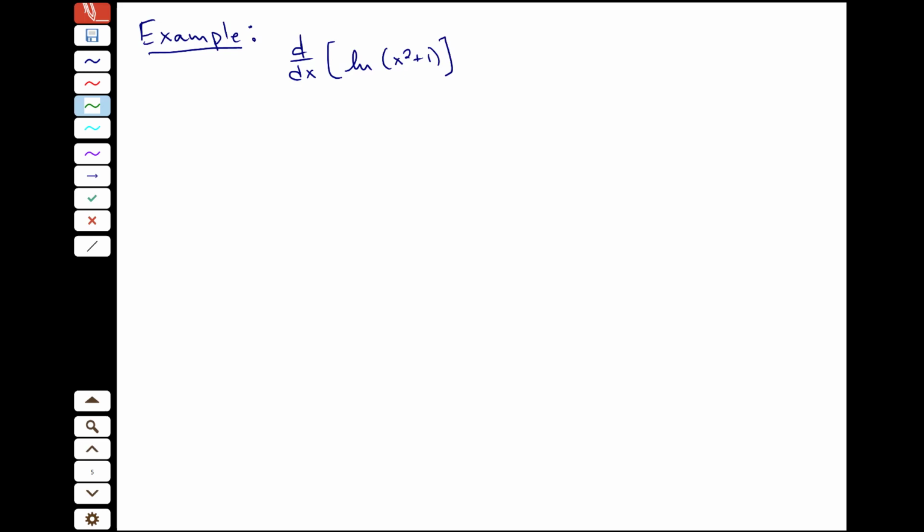Let's say that I want to take the derivative of the natural log of x squared plus 1. And remember, what we just concluded about taking derivatives of natural logarithms is that the derivative of the natural logarithm is just 1 over x. But here, we don't just have a natural logarithm, we have a function inside of a natural logarithm. So again, we have to use the chain rule. So this is going to be 1 over our g of x times g prime of x. And again, this is using the chain rule.